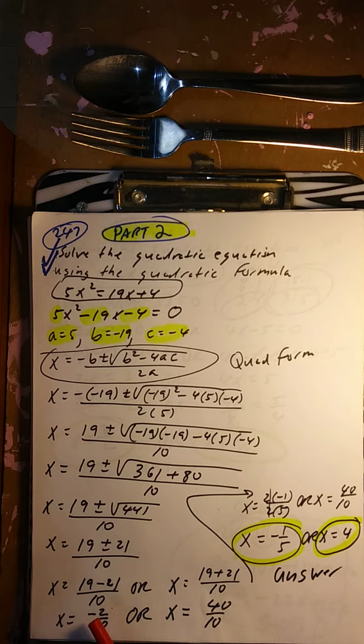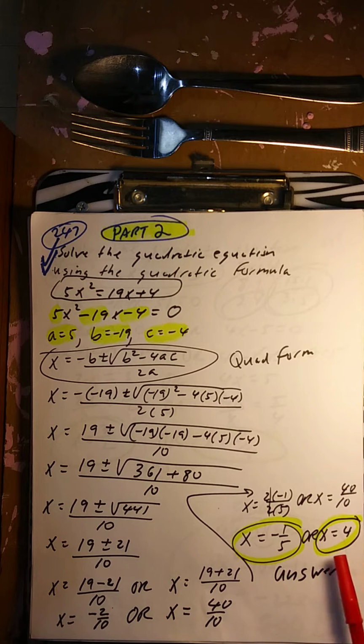And that's going to give you 19 minus 21 is negative 2 over 10. That's going to give you 40 over 10. So rewrite this one as 2 times that, 2 times that. These cancel out. So what's left over is negative 1/5. 40 over 10, divide those numbers right there. It's going to be 4. So negative 1/5, 4.